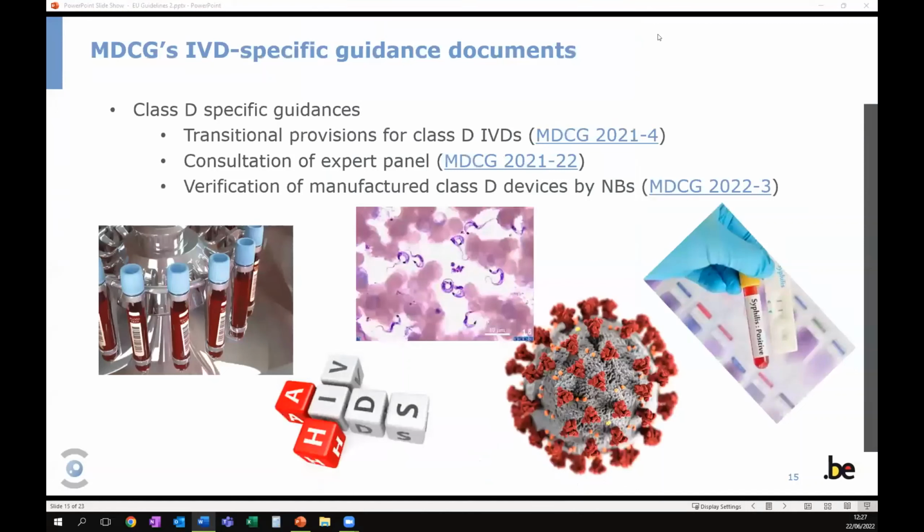Right, and then as you can imagine, there's quite a number of guidances specific to Class D IVDs, as the conformity procedure for Class D devices is the most stringent and complex one. So the first document here is about the transitional provisions. That is less relevant now, as it dealt with placing Class D devices on the market before the IVDR applied. The second one is about when and how the IVD expert panel should be involved in assessing a Class D device. And then the last guidance here is about the verification that notified bodies should perform with batches of manufactured Class D devices.